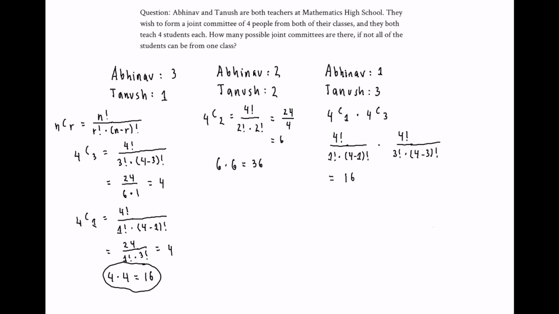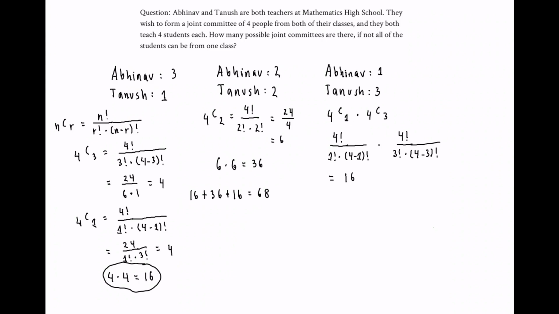Finally, we must add all these values, as these are the total number of ways from each case. So the answer becomes 16 plus 36 plus 16, which is equal to 68. Now let us move on to the faster solution.